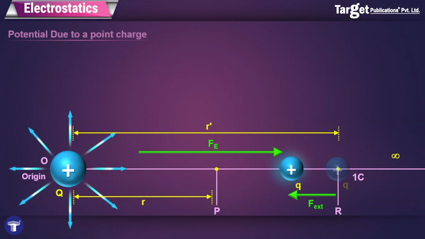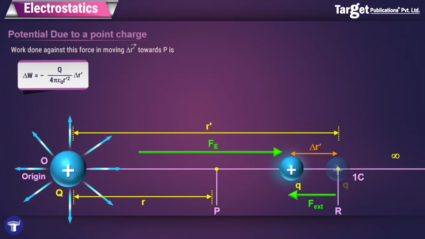So I have to give an external force. That's what I'm doing, right? I'm bringing it, which means I am the external force. So I bring it from point R closer to the point P, by a distance delta R dash. As I have brought the charge closer towards the point charge, the work done is against the force of repulsion due to the point charge, and you dot that with the displacement. The displacement is delta R dash, but because it is coming towards the point charge, it is a minus sign. So you see that the work done, that is delta W, is minus Q upon 4 pi epsilon naught R dash square into delta R dash.